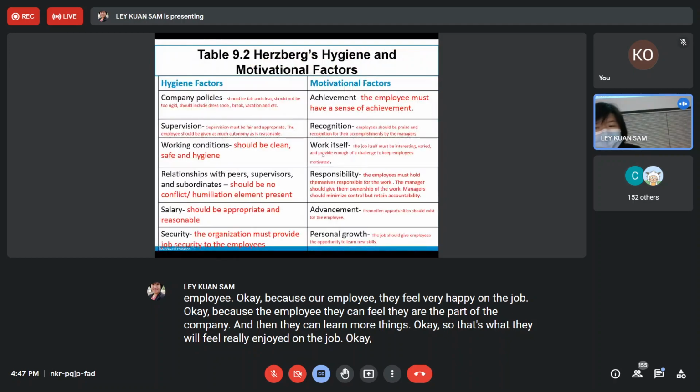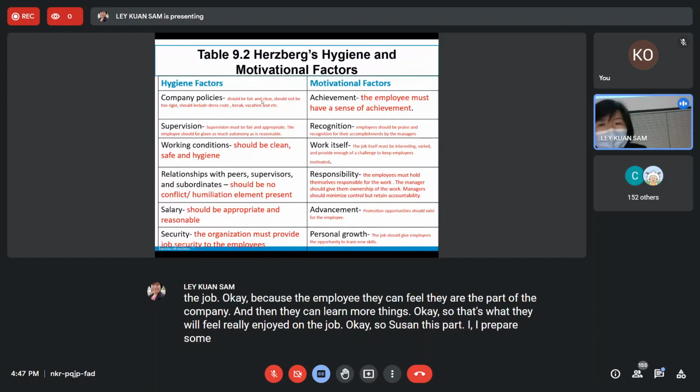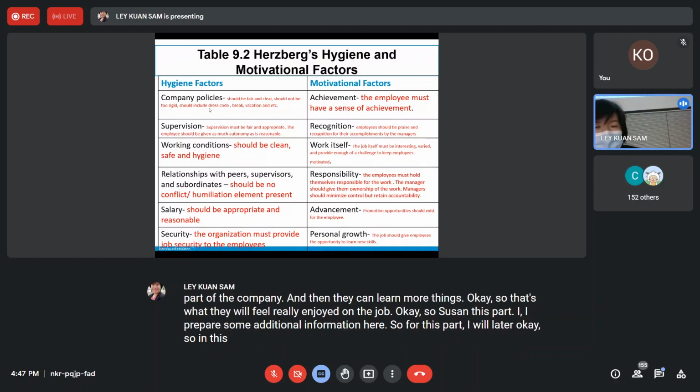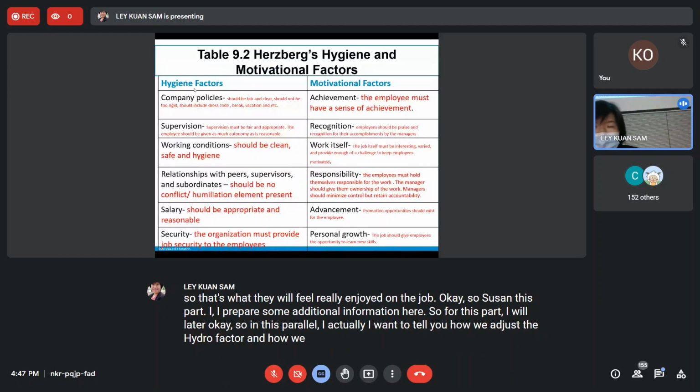Okay, so student, for this part I prepared some additional information here. For this part, I will upload it later. Okay, so in this part, I want to tell you how we adjust the hygiene factors and how we bring motivation factors to our workforce.